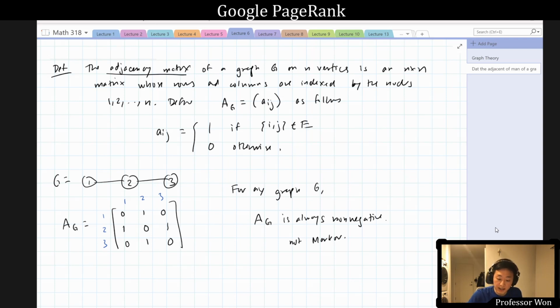Okay, so this was just the definition of an adjacency matrix. The study of graphs is an extremely important subject. The adjacency matrix is one of the most important matrices that you can associate to a graph. And so if you want to understand graphs, then you want to understand their matrices. Basically, you want to know a lot of linear algebra. Okay, but now let's move on to Google PageRank.